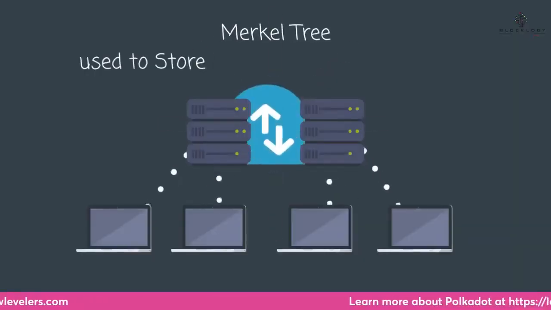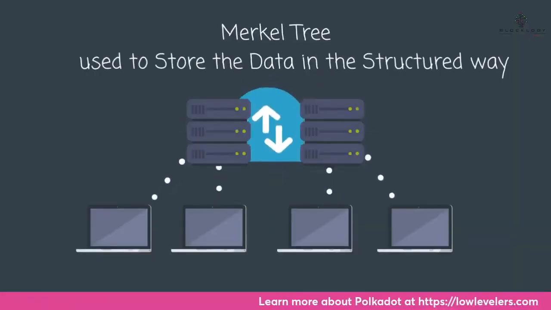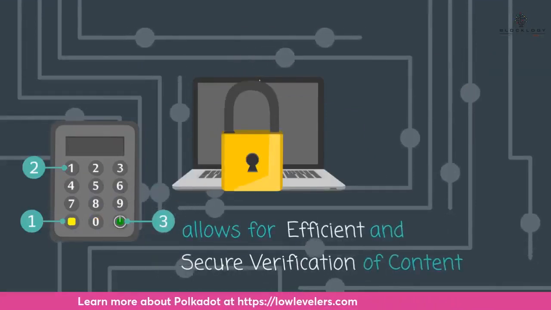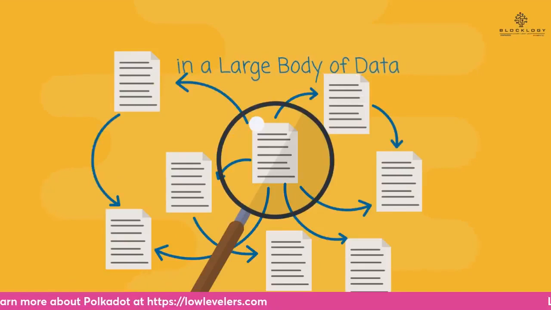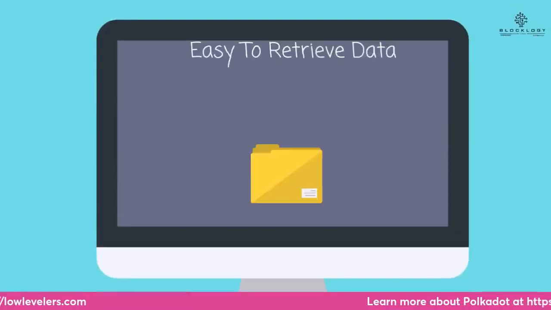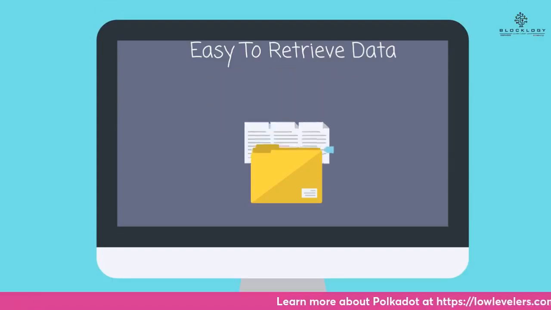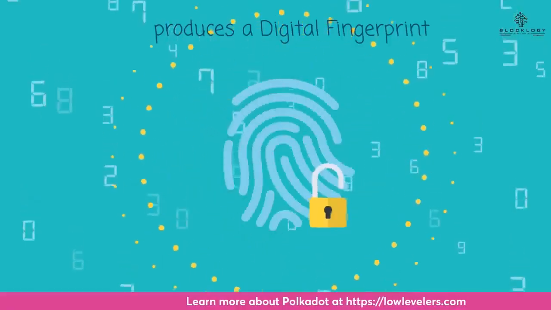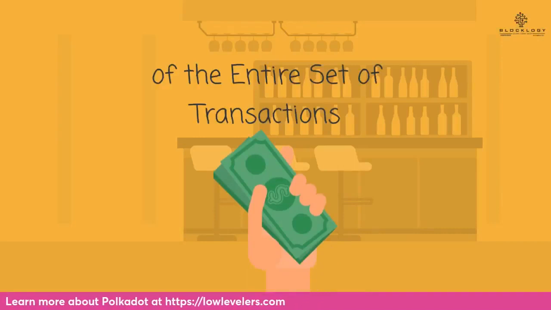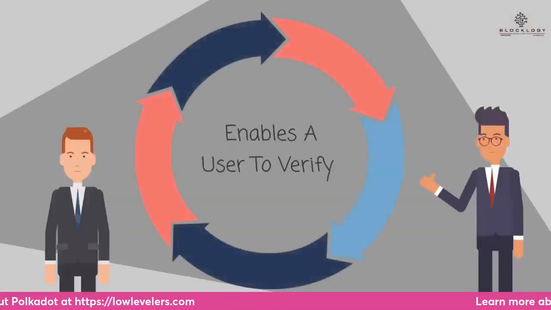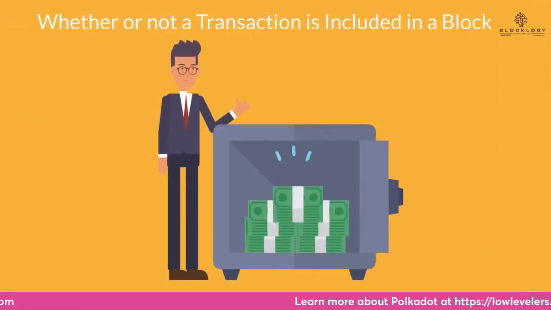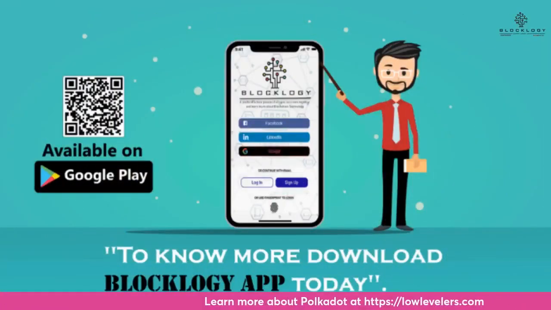Merkle trees are used to store data in a structured way. It allows for efficient and secure verification of content in a large body of data. A Merkle Tree checks consistency continuously. It is easy to retrieve data through the Merkle Tree. A Merkle Tree produces a digital fingerprint of the entire set of transactions. It therefore enables a user to verify whether or not a transaction is included in a block. To know more, download the block.